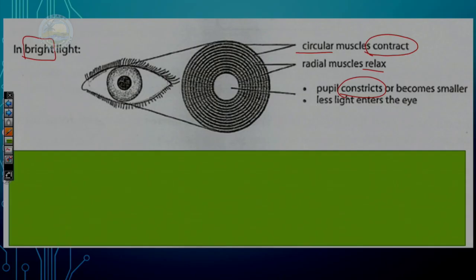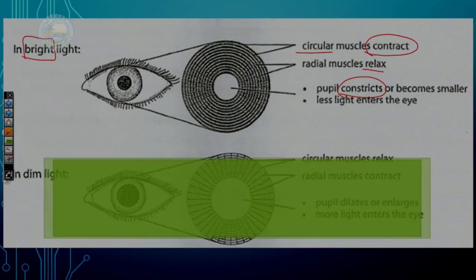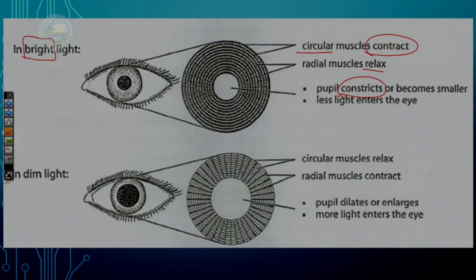In dim light, when you want to bring in as much light as possible, you would want the radial muscles to contract to open up that pupil. So in dim light, because you want to bring in as much light as possible from ambient conditions, we have the opposite happening. The radial muscles now will be the ones to contract while the circular muscles will relax. So this is going to result in the pupil dilating or getting bigger and more light entering into the eye.